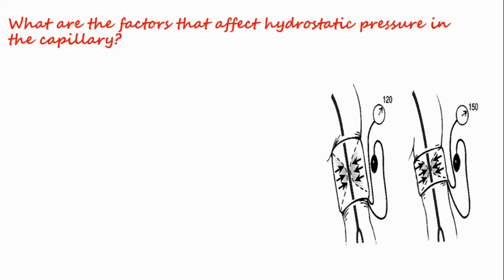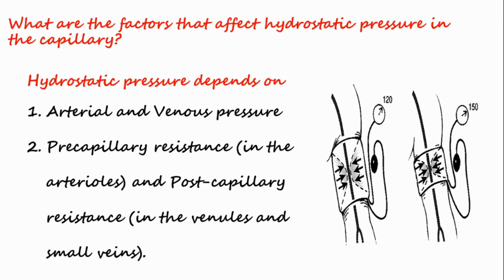What are the factors that affect hydrostatic pressure in the capillary? Hydrostatic pressure depends on: 1. Arterial and venous pressure, 2. Precapillary resistance, in the arterioles, and postcapillary resistance, in the venules and small veins.